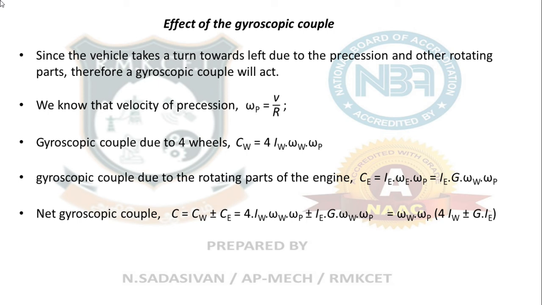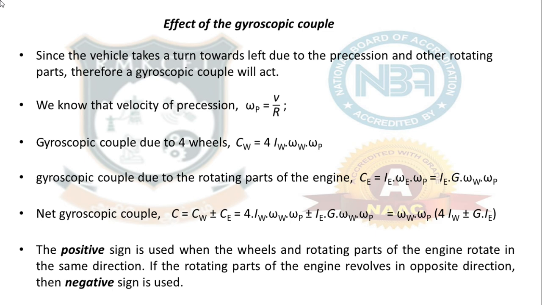So the formula is simplified. Omega wheel into omega p multiplied by 4 times the moment of inertia of the wheel, plus or minus. So look here, what is this? G into I. This is a gear ratio. How did this come in? So omega of engine is gear ratio times omega of wheel, because from the engine the speed is given to the gearbox and then it goes to the wheels. So however many times the speed is reduced by the gearbox, you multiply by that many times and you will get the engine speed. Capital G is gear ratio.